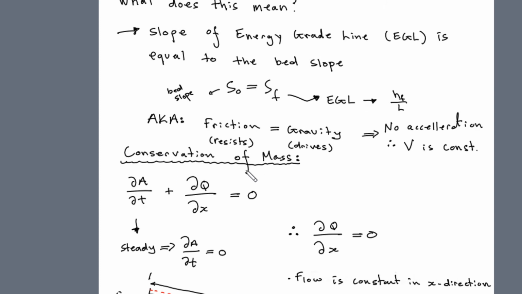Then, using the conservation of mass, this is also part of the St. Venant's equation. We can see the change in area with respect to time plus the change in flow with respect to position. This is going to be 0 because of steady state, and this is going to be 0 due to uniform flow. So the flow is constant in the x direction.